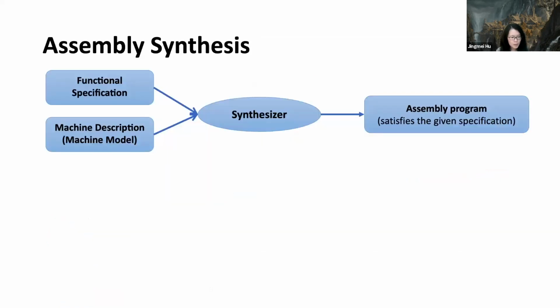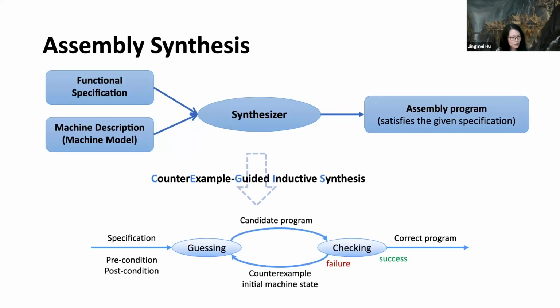Assembly synthesis has been proposed as an alternative to manual implementation. It takes a functional specification and a machine description as input, and the synthesizer automatically finds programs that satisfy the specification. The synthesizer we used for assembly synthesis in this work is CEGIS, counterexample-guided inductive synthesis. Unlike programming by example, CEGIS takes a complete specification, intuitively guesses a candidate program, and checks whether there exist some counterexamples that make it violate the specification.